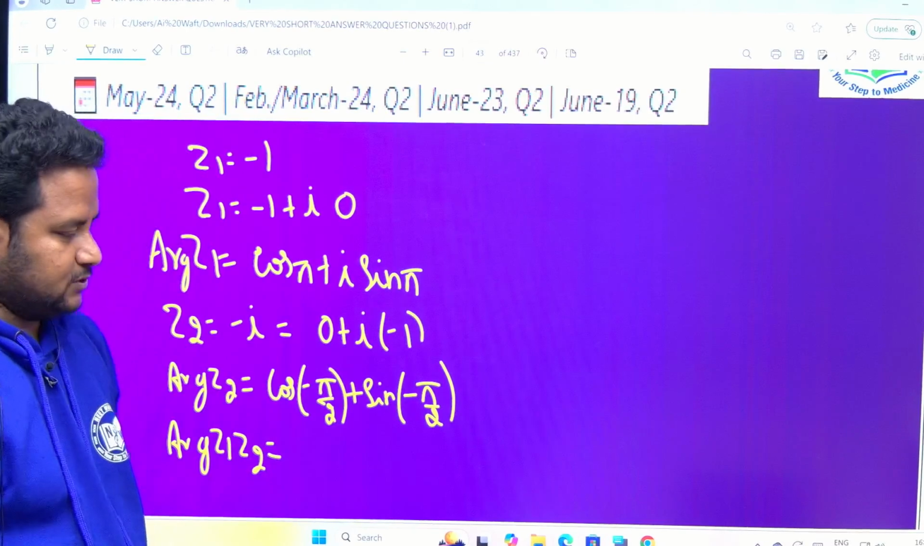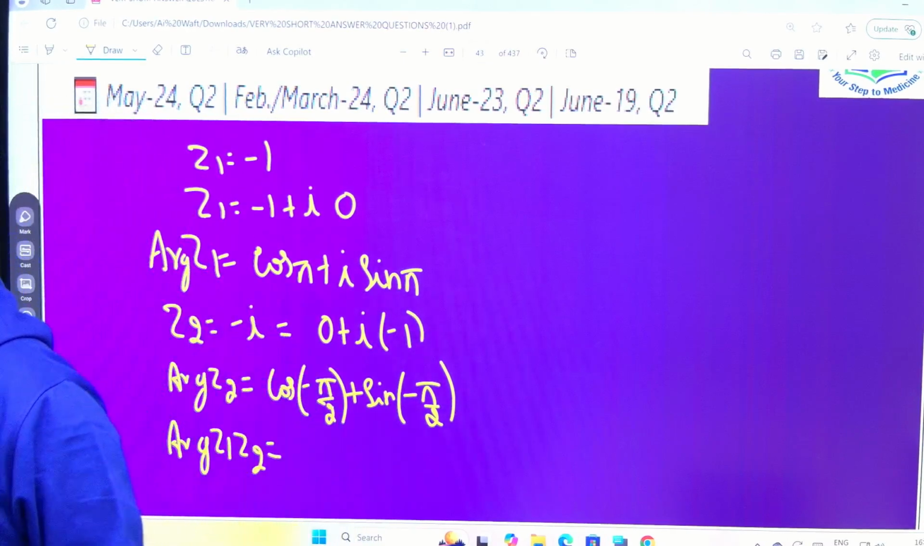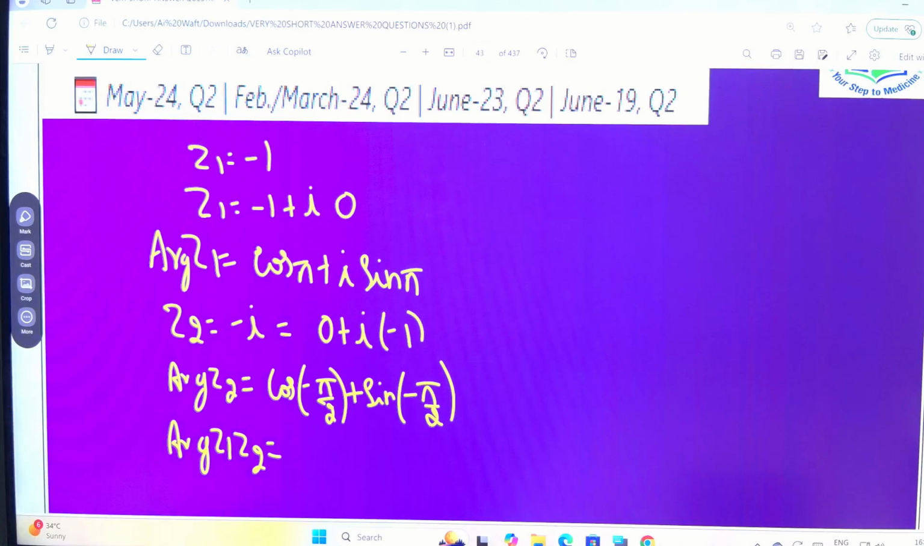Now, you have to find out argument of z1 z2. Argument of z1 z2, I told you, it is what? arg z1 plus arg z2. So, argument of z1 plus argument of z2.